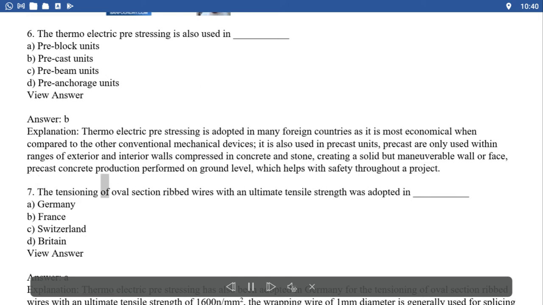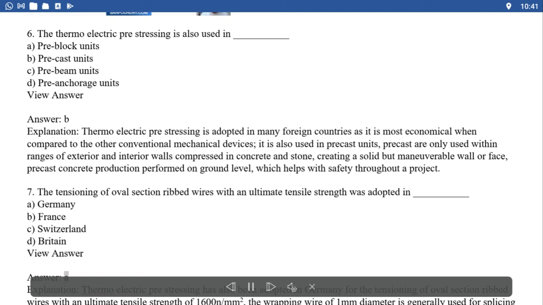7. The tensioning of oval section ribbed wires with an ultimate tensile strength was adopted in A. Germany, B. France, C. Switzerland, D. Britain.